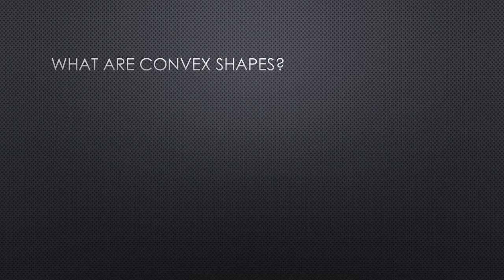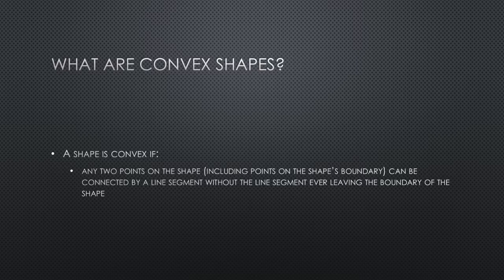One term which we have not yet discussed is what makes a shape convex. According to our textbook, a shape is convex if any 2 points on the shape, including points on the shape's boundary, can be connected by a line segment without the line segment ever leaving the boundary of the shape. For example, this quadrilateral here would be considered convex because there are no 2 points that cannot be connected without leaving the boundaries of the shape.